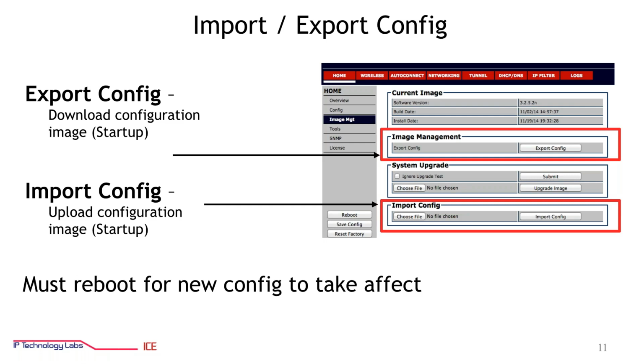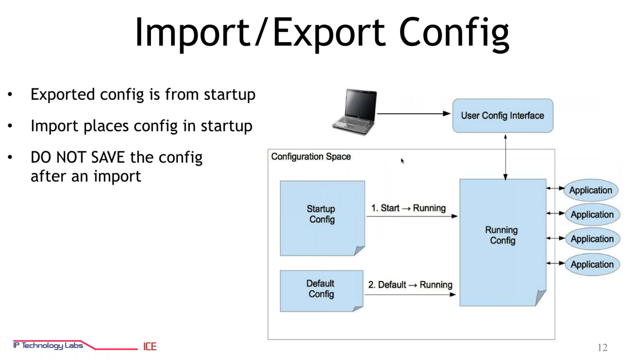If I export the config off of one device, I can import that config onto another device. When we import or export a config, what we're importing and exporting is the startup config. So if I have a device and I save the config and I export that config, when I import that onto another device, I am importing it into the startup config space. When you export the config, you're exporting the last saved startup config. When you import a config, you're putting this new startup config in. So anytime I want to import a config into a device, I will import it and then reboot the device so it starts on that new imported config.